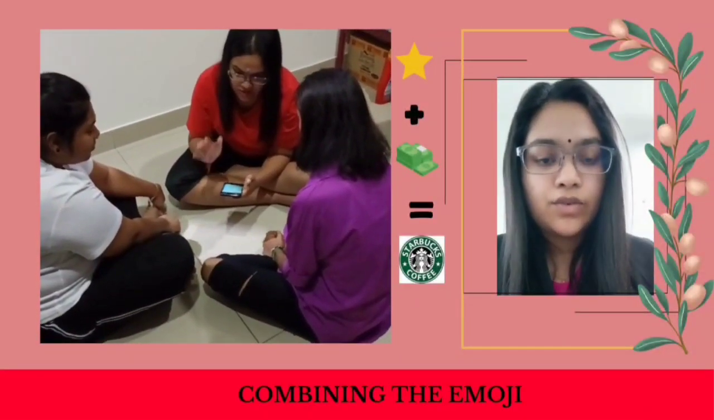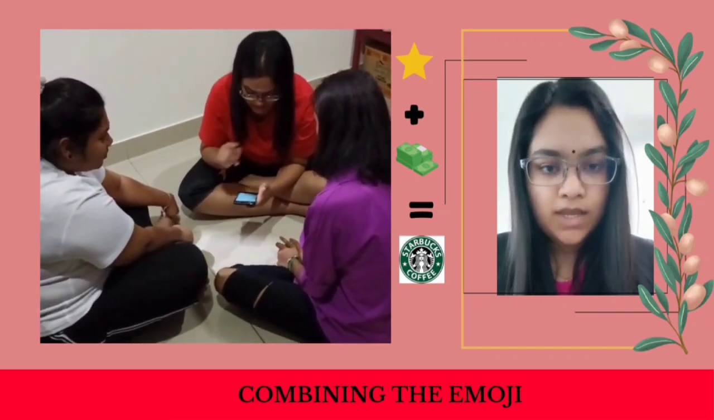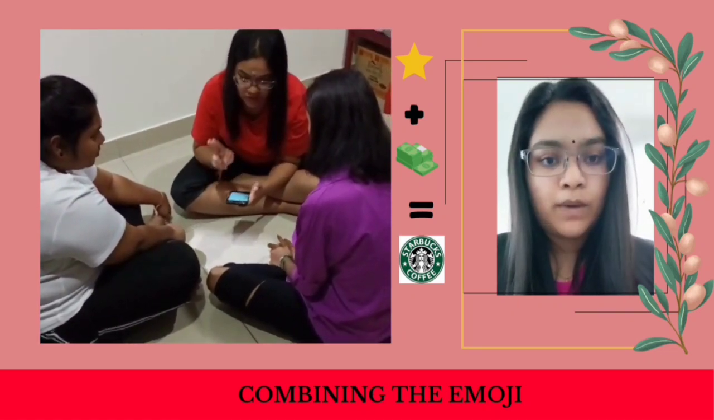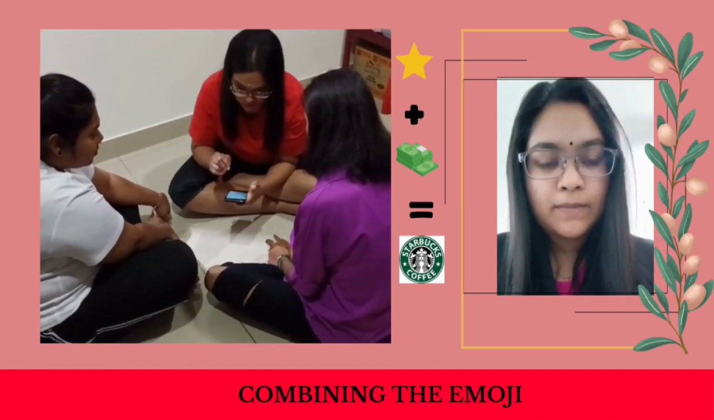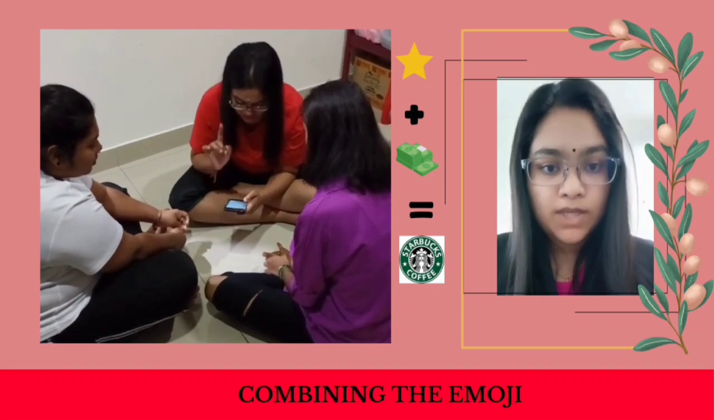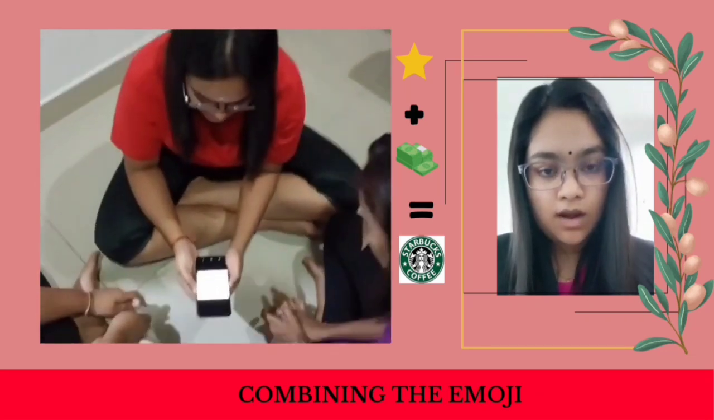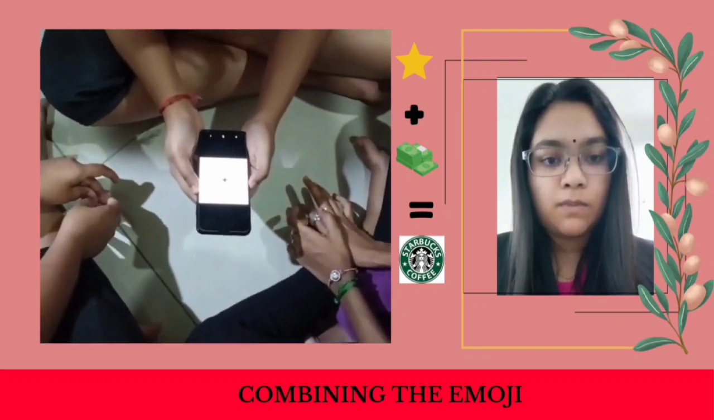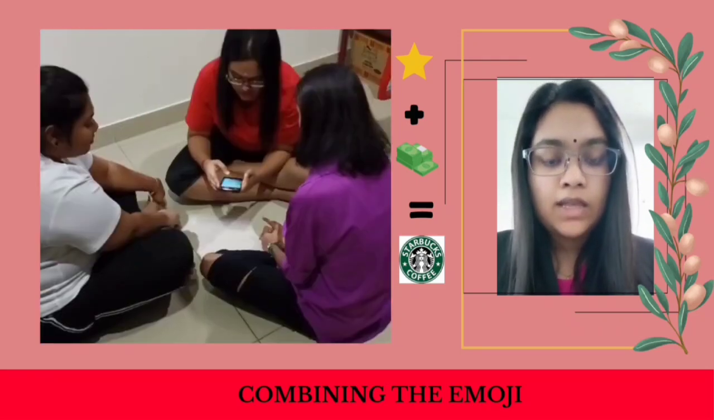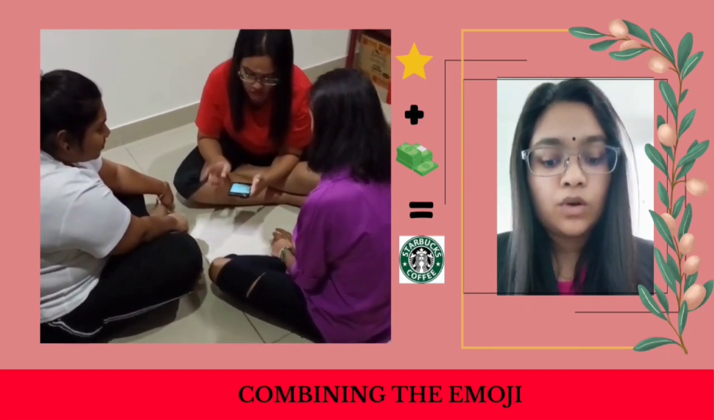Okay, so the first activity is called Guess the Objects, and it will be played by two participants. I've prepared three levels, which means for the first level I have to come up with two objects. For example, the first object will be the star, and the second object will be the bucks, which is money. In between them will be one plus.